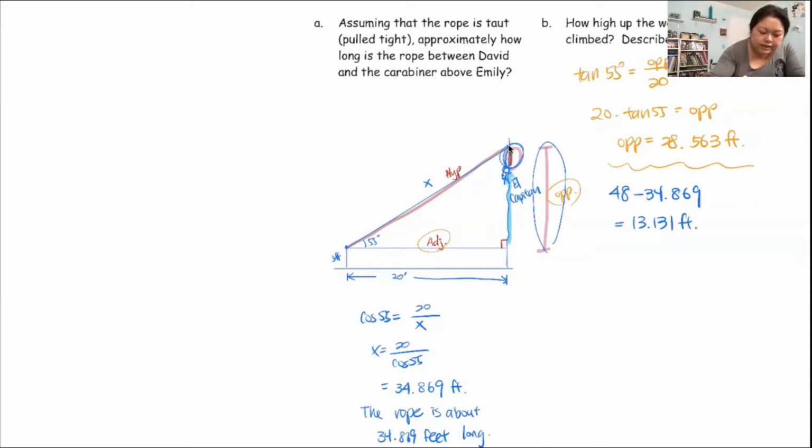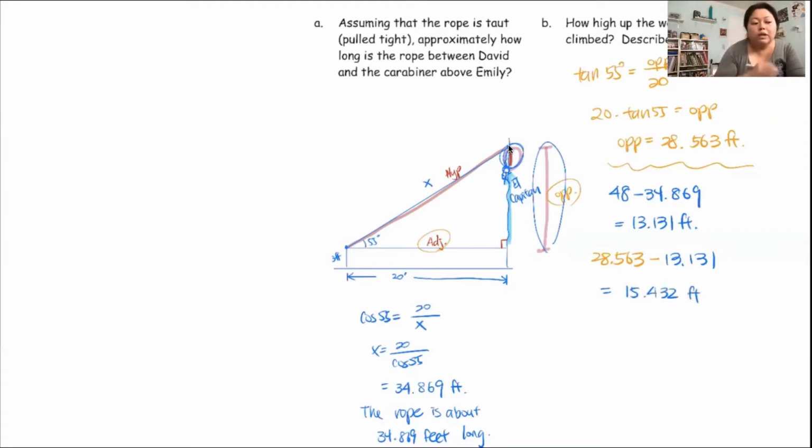I now can answer how high up El Capitan Emily is, right? So let's see. I take the full length, the full opposite side, and I subtract how much rope is above Emily to get you 28.563 minus 13.131, to get you the fact that Emily is 15.432 feet up El Capitan.